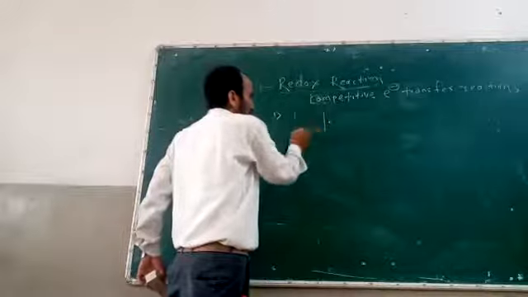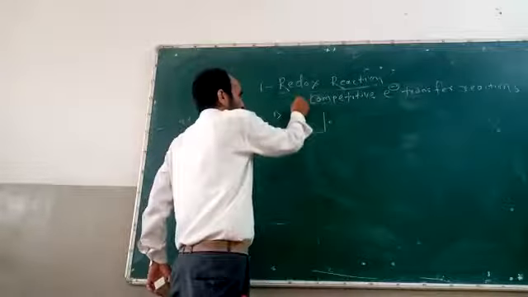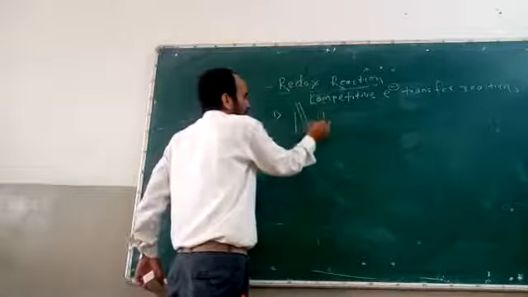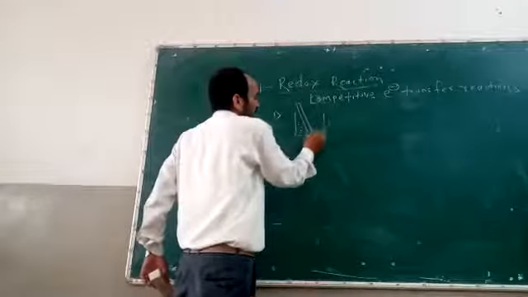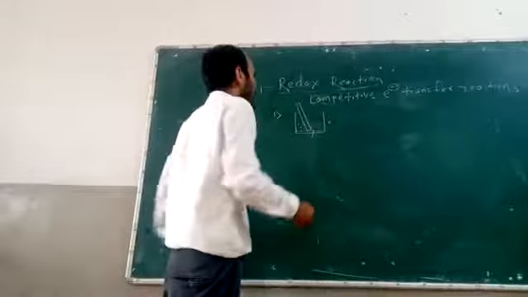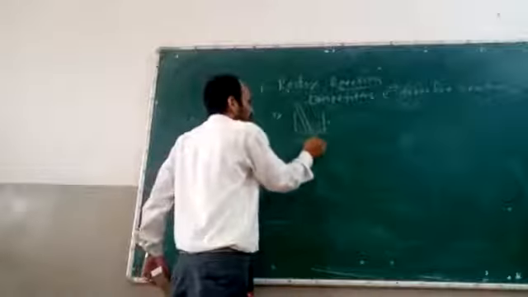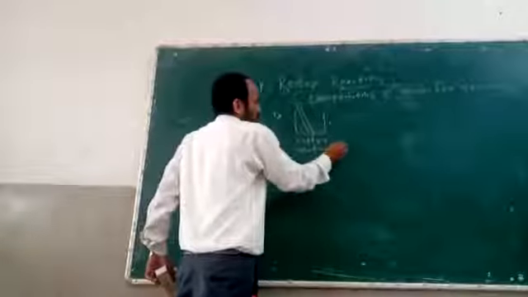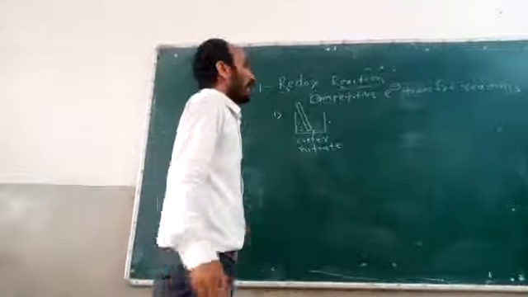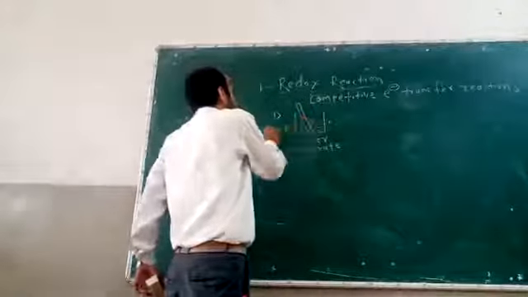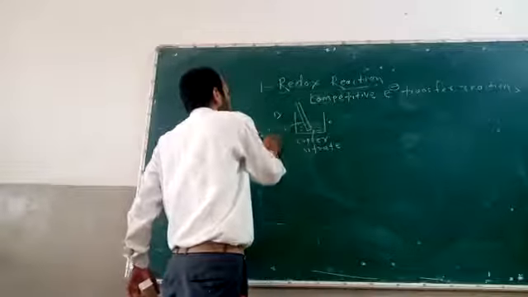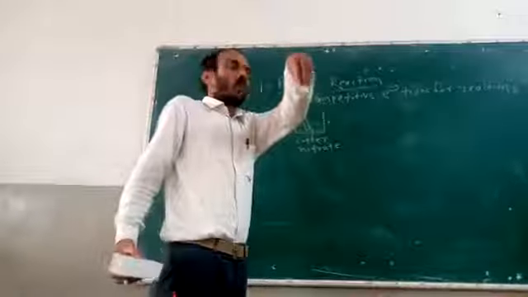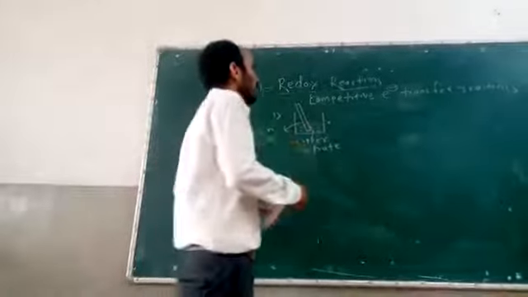The first experimental reaction is this. This is a tank, and this tank contains copper nitrate solution. This is a zinc rod. The zinc rod is dipped in the copper nitrate solution.